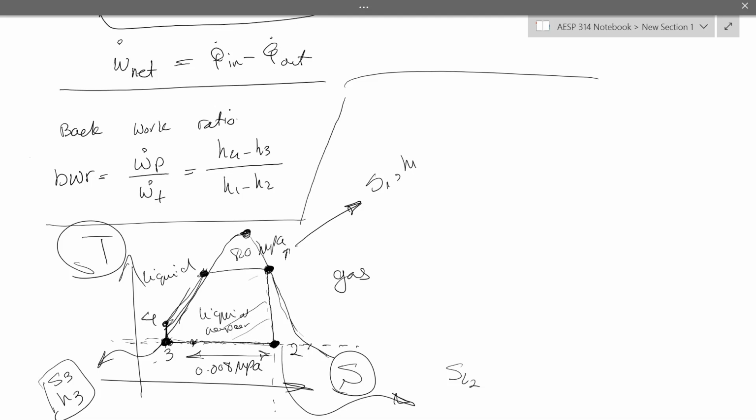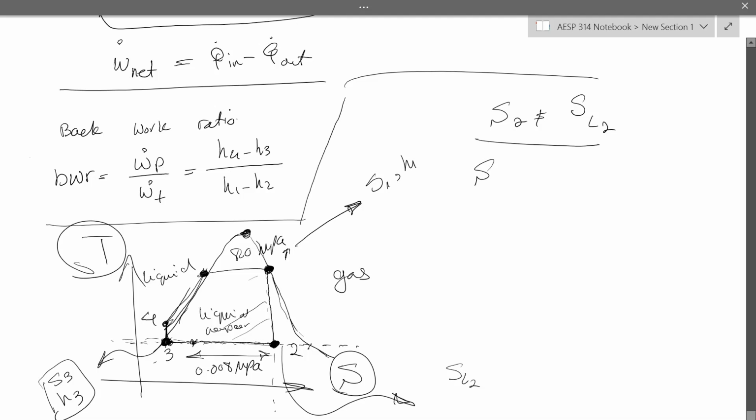Entropy of the system. So entropy of station 2 is not equal to entropy of the liquid at station 2. It is very important. How do we calculate the entropy at station 2? It is going to be your vapor quality multiplied by the entropy of gas at station 2, plus 1 minus your vapor quality, x, times the entropy of liquid at station 2, right?